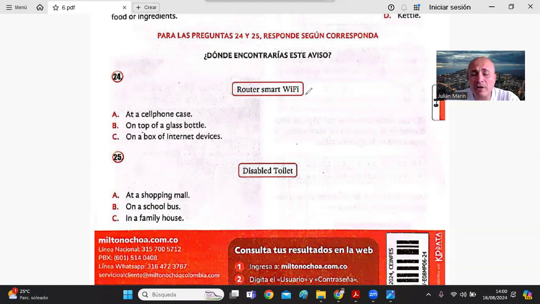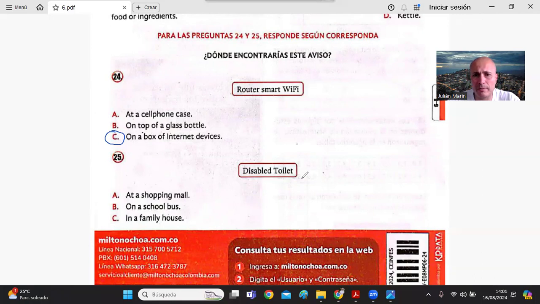B, on the top of a glass bottle. So imagine I have a bottle, right? But this bottle is made of glass. And then on the top, I'm going to find that sign. It makes no sense, right? Because how is a bottle going to be connected to Wi-Fi? And C, on a box of an internet device, right? So essentially, it is C, the only possible coherent option. Very good.